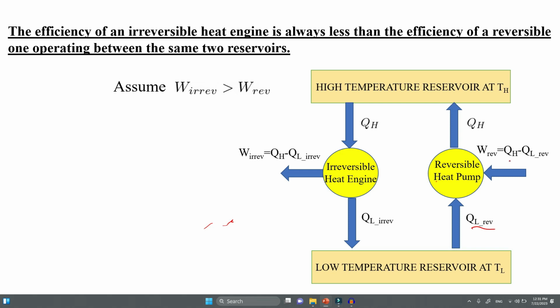Now we make an assumption that the efficiency of the irreversible heat engine is greater than the efficiency of the reversible heat engine. This is not true, and we will try to prove that it is not true. If the efficiency is more, that means the irreversible work will be greater than the reversible work.